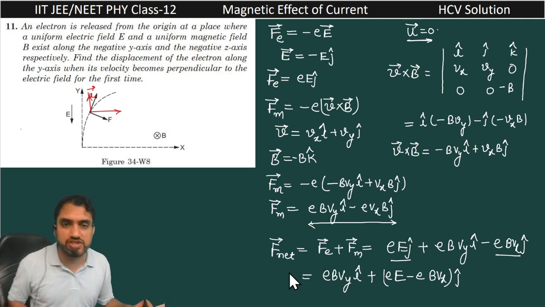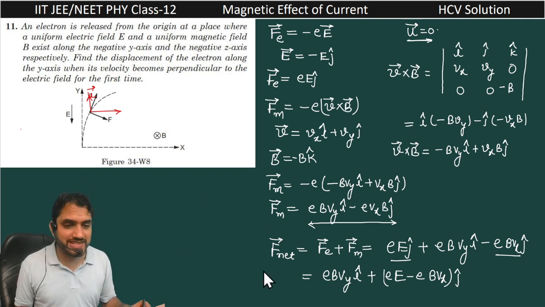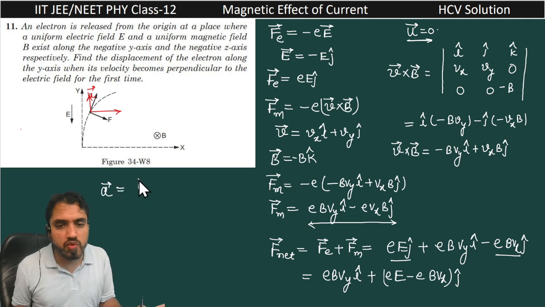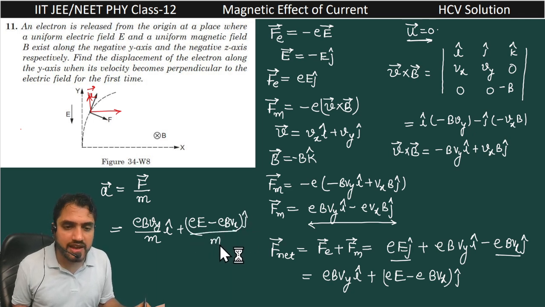Now we will find the acceleration, because with the help of acceleration we will find the instantaneous velocity. And instantaneous velocity should be perpendicular to the electric field, means perpendicular to the y-axis. Okay. So now the acceleration vector is the net force divided by mass. So it will become EB Vy divided by M into I cap plus E capital E minus E into B into Vx J cap divided by M. That is the acceleration.